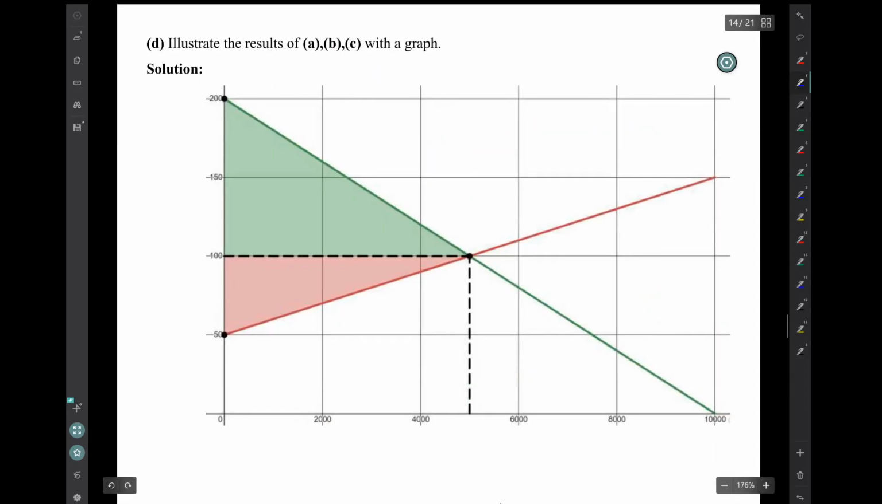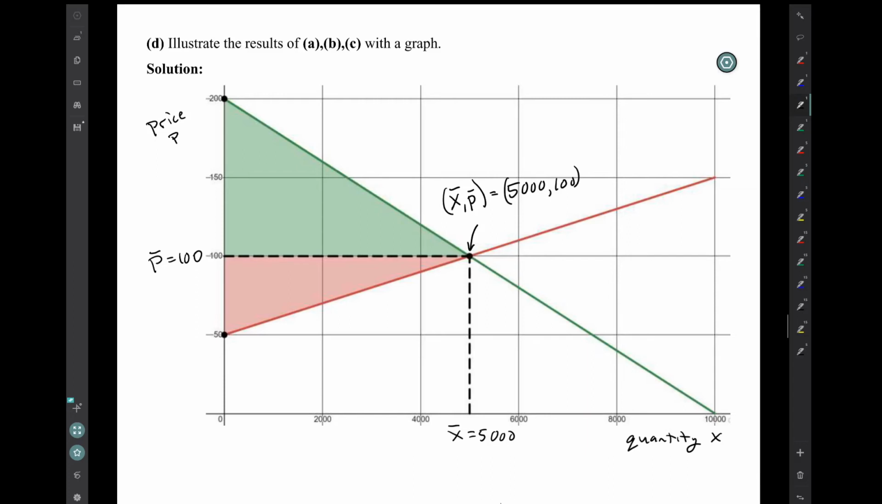Question C, illustrate the results of A, B, and C with a graph. Well, in question A, we found the equilibrium price point. That was this point that has coordinates 5,000, 100. So there are the results of question A illustrated on the graph. Now in question B, we found the consumer surplus was $250,000. That's the area of this green region.